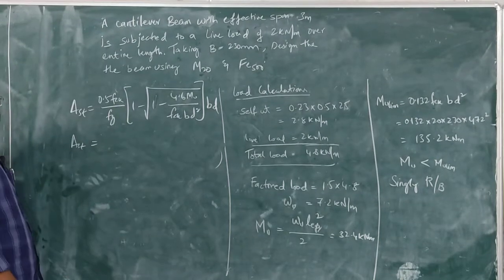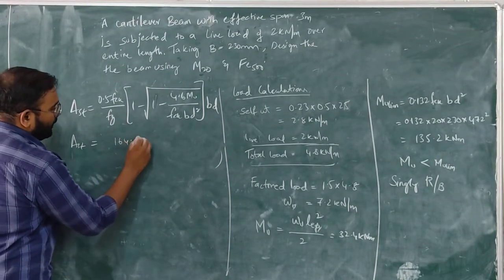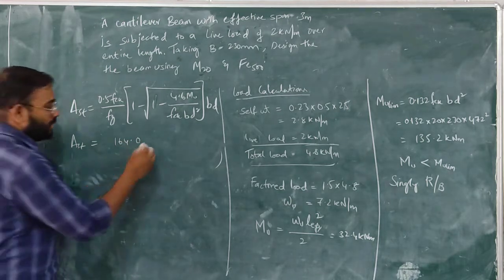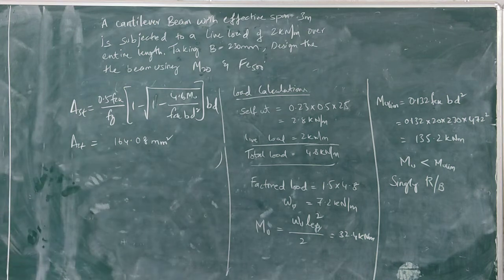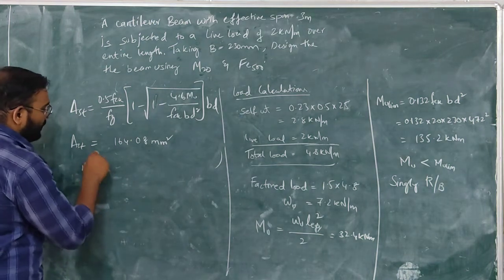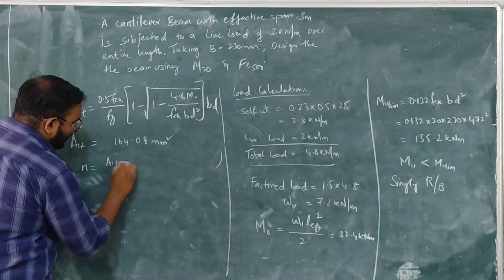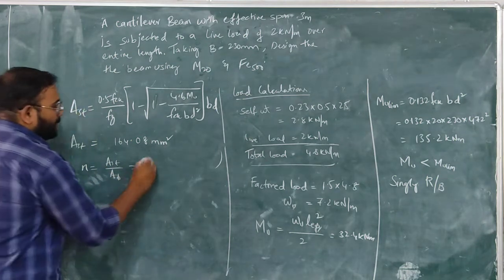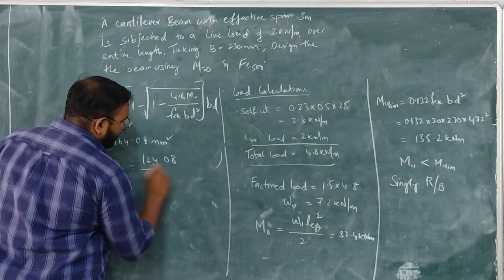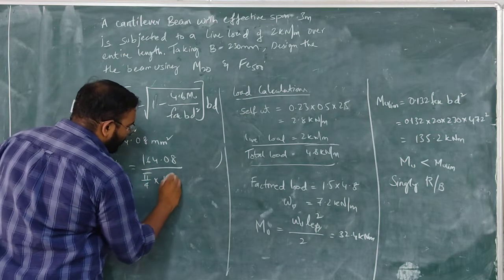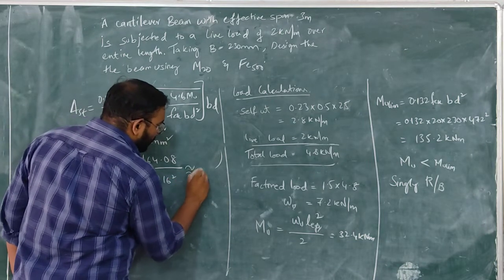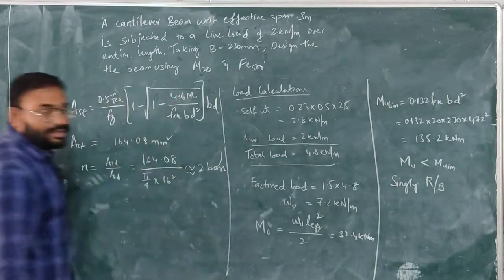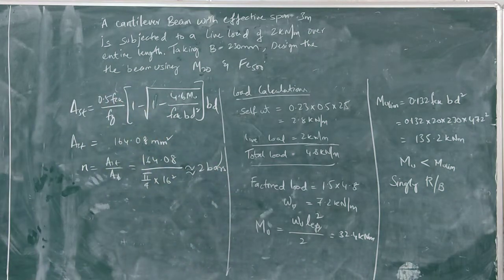Ast will be 164.08 mm square. Number of bars required will be Ast by Aφ, which is equal to 164.08 divided by pi by 4 into 16 square. Tell me how much this is? This will be approximately equal to 2 bars. Sorry, you will get only 1 bar. Okay.